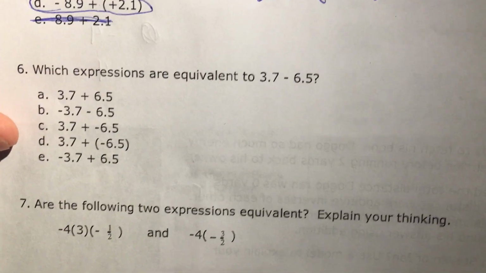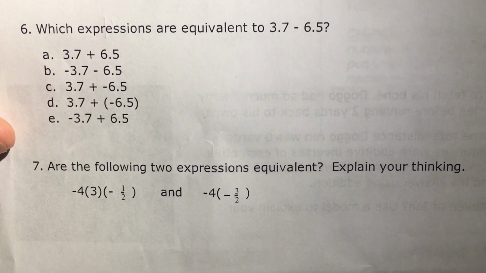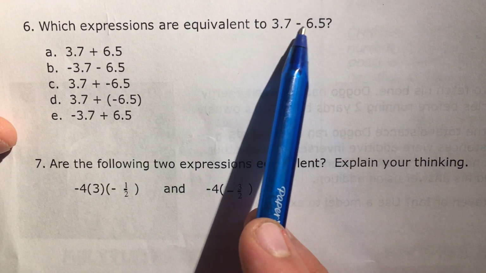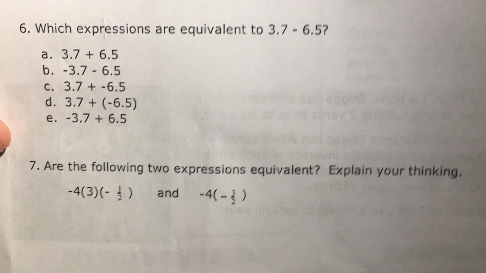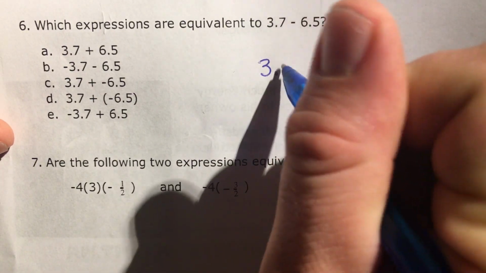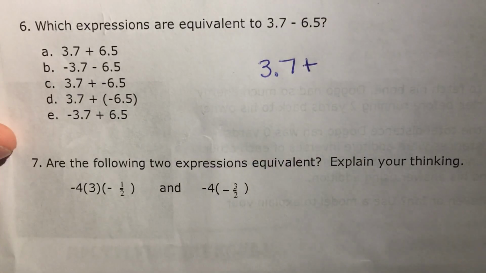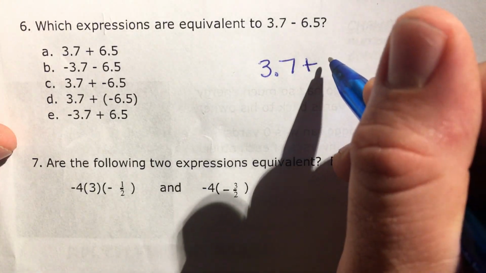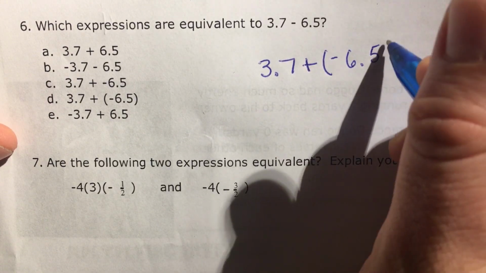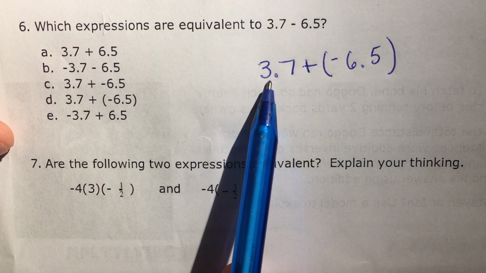Let's give this question one more try, looking at number 6. Number 6 again asks us which expressions are equivalent to 3.7 minus 6.5. So we're going to start off by doing keep, change, change, which means I keep 3.7 the same. I change this to an addition sign, and I change the 6.5 to a negative 6.5. Now I have an equivalent expression.